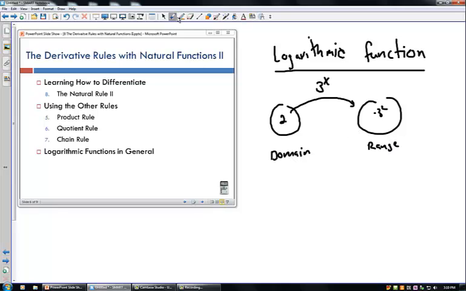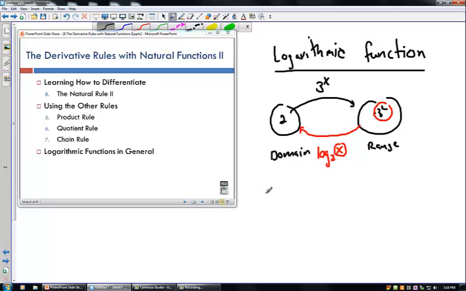Now you would like to be able to go back the other way. So start over here, find a function where you plug 3 squared into it, you get back 2. And that's the function log base 3 of x. So if I plug this in for x right here, I'll get back 2. So that's what the log base 3 function really is. It's the inverse of the exponential function 3 to the x.